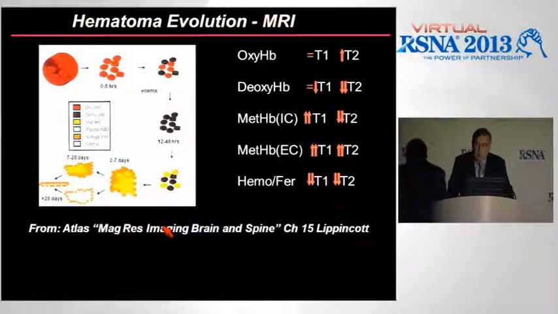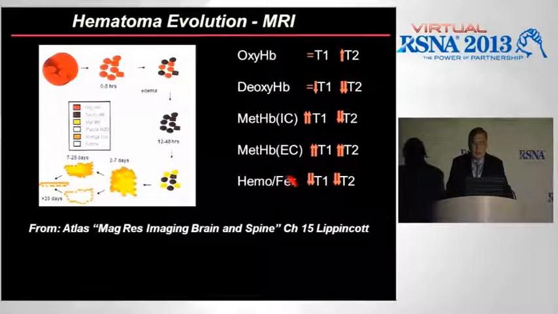Hematoma evolution on MR is much more complicated, as you know. Initially, the blood starts out as oxyhemoglobin, which is not paramagnetic. It's isointense to brain tissue on T1 and slightly increased in signal intensity on T2. It then undergoes some degradation to deoxyhemoglobin, which is low signal intensity on T1 and T2. And then approximately 48 hours later, you begin to form methemoglobin, which is initially high signal intensity on T1 and low signal intensity on T2. But after several days, you'll have high signal intensity on both T1 and T2 weighted images.